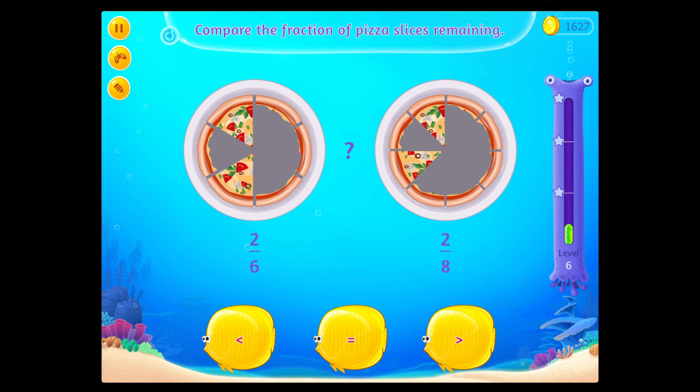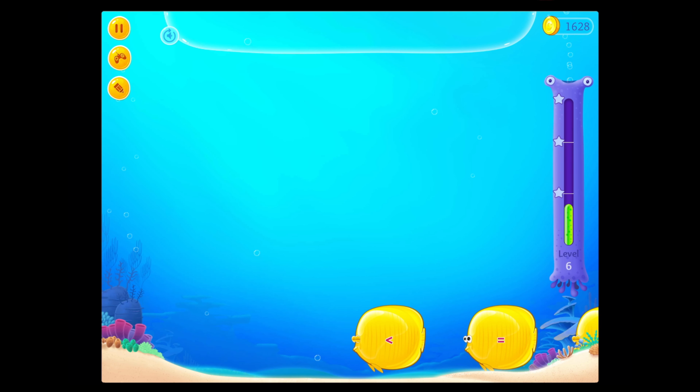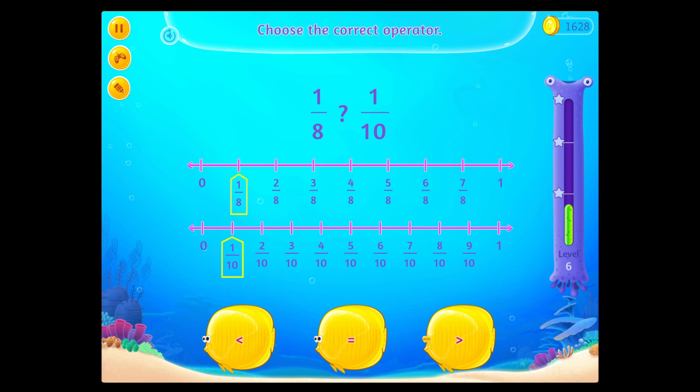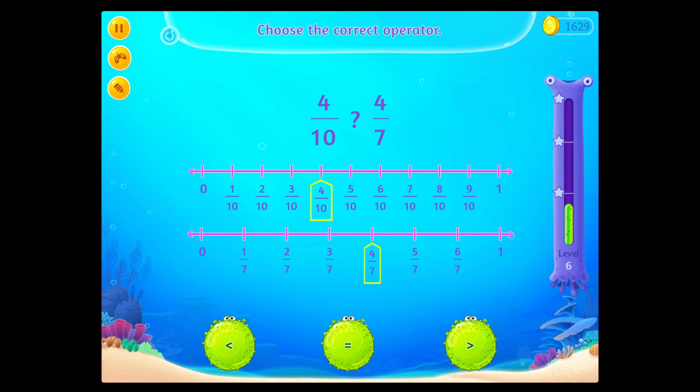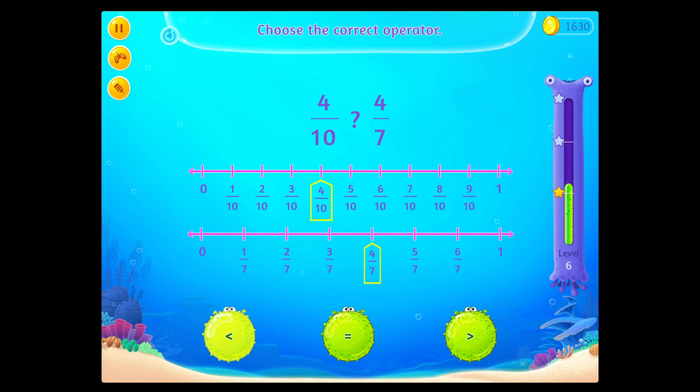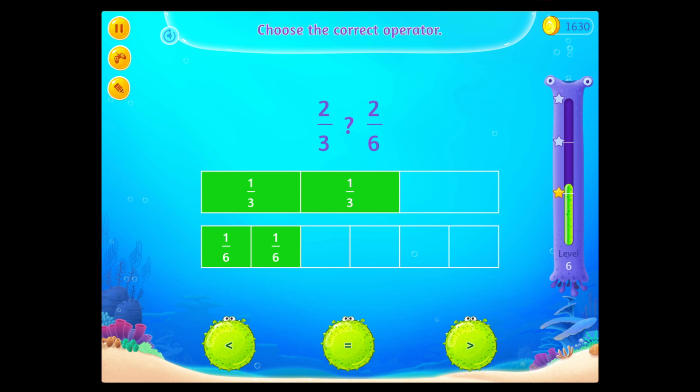Compare the fraction of pizza slices remaining. Rockstar. Choose the correct operator. Correct. Choose the correct operator. Congratulations, you've done it. Choose the correct operator.